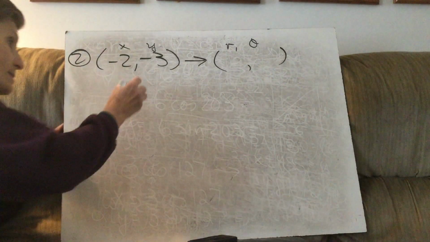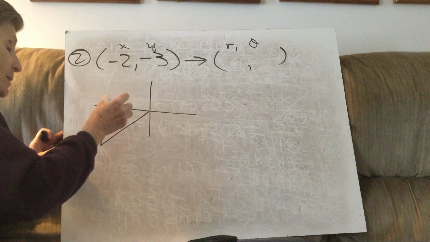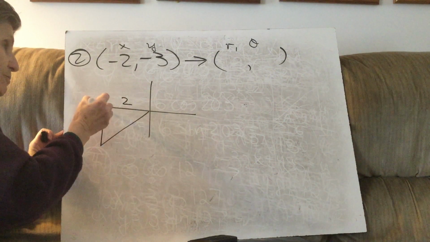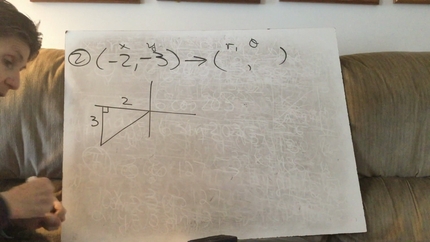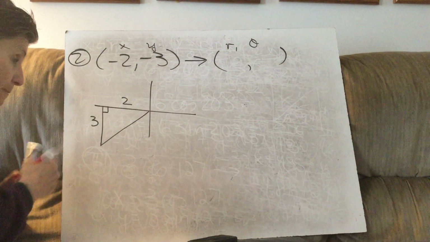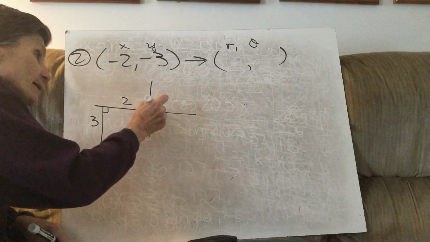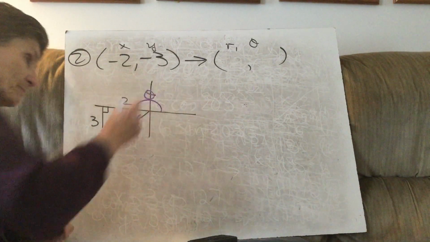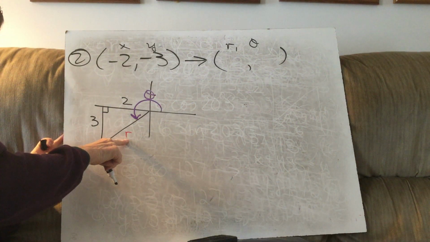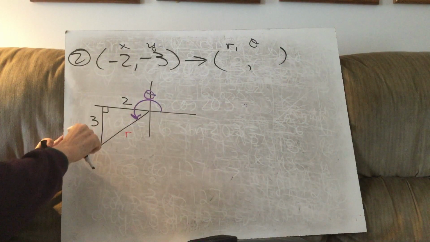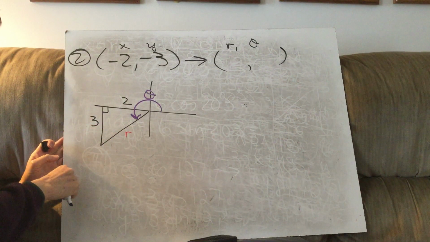So what we're going to do is what we've always done: draw a picture of (negative 2, negative 3). So here's my 2, here's my 3. I went left 2, down 3. Here is my r, and here is my theta. Now the r is easy. r is magnitude. So we just square the first one, square the second one, take the square root. It's the Pythagorean theorem: x squared plus y squared equals r squared.